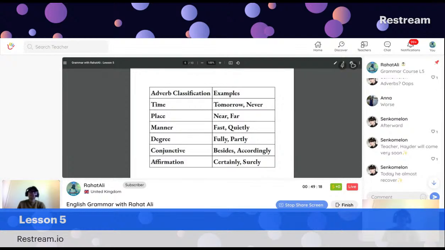We can cover the lesson. And then affirmation: certainly, surely. So my question is to all of you: can you give us one example from the adverb of time, adverb of place, adverb of manner, adverb of degree, adverb of conjunctive, adverb of affirmation?